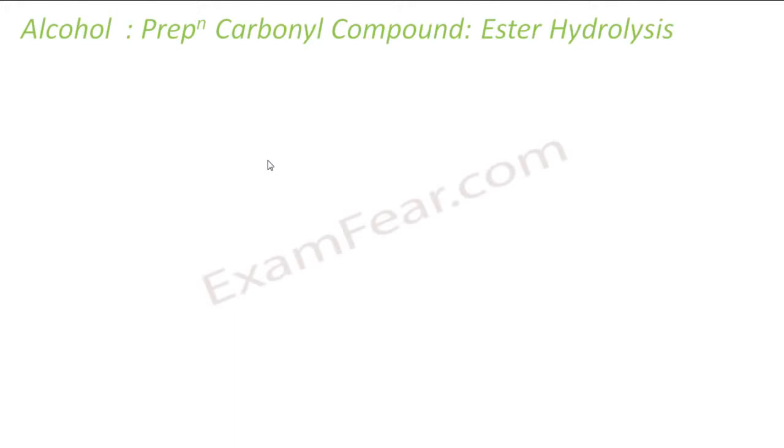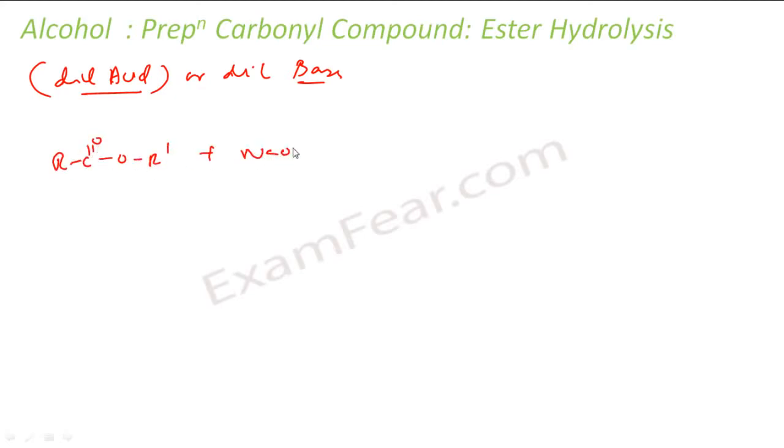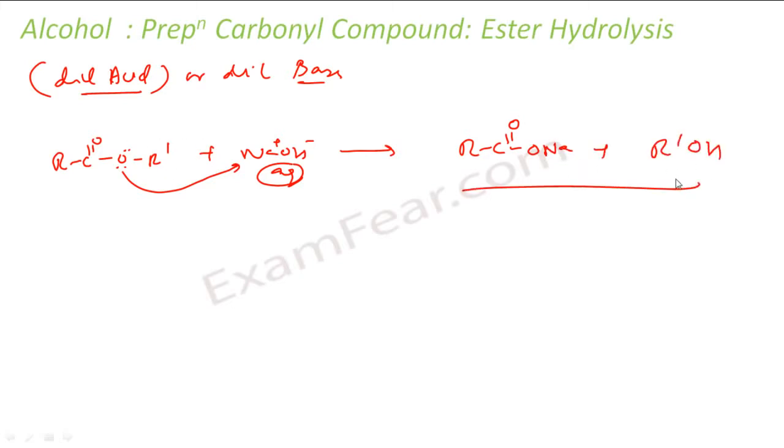The next is the hydrolysis of esters. Pretty easy reaction. Here you use dilute acid, or alkali also is fine. For example, if this reaction is RCOR dash, you react with NaOH, aqueous. What you get is, there's a lone pair of electrons here, Na plus OH minus, there's attack here, it will come out, you get RCOONa, and you get R dash OH. Pretty easy, straightforward reaction. Thank you.